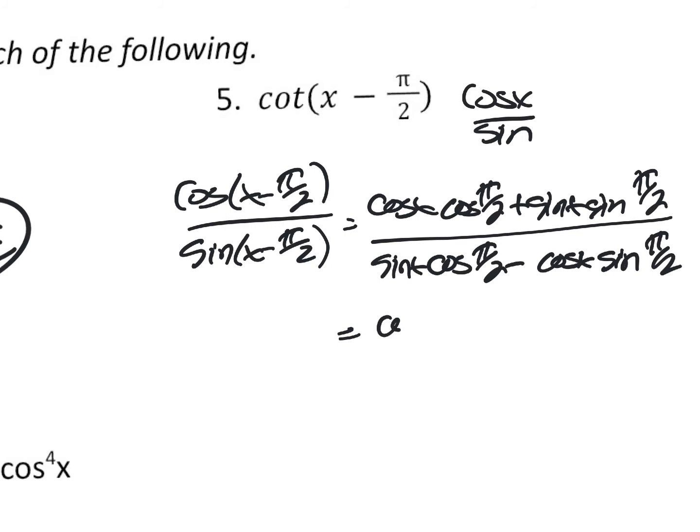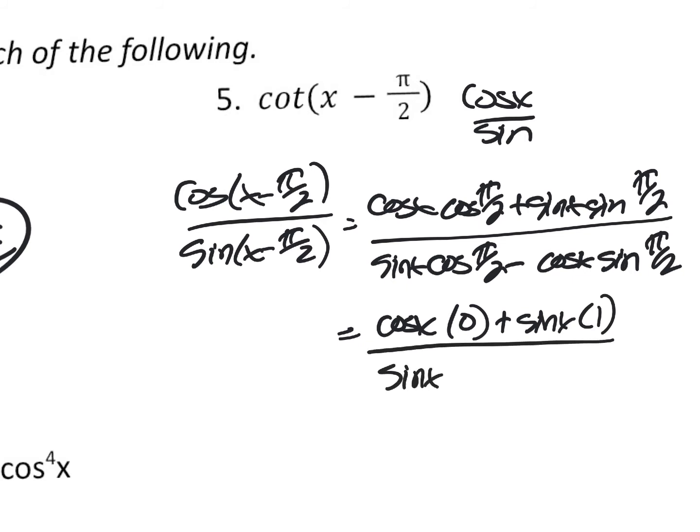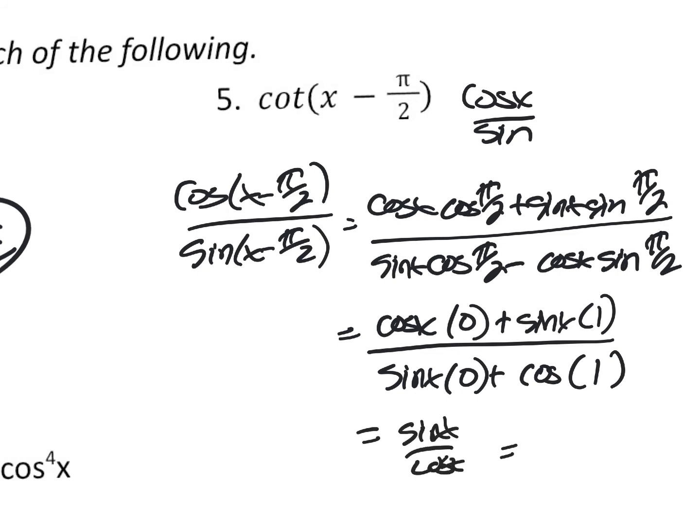On my numerator, cosine pi over 2 is 0. Sine pi over 2 is 1. On the denominator, again, cosine pi over 2 is 0. Sine pi over 2 is 1, which gives me sine over cosine, which, by the way, gives me tangent. Same thing. It's kind of weird, but same thing. I like that way much better, though.